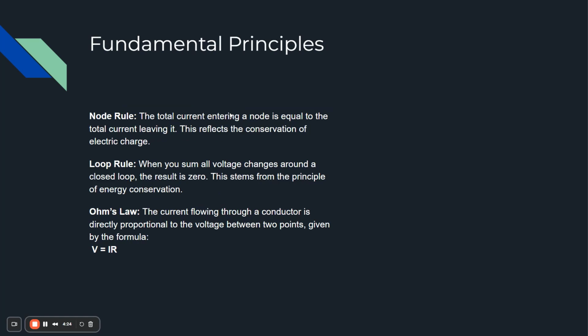We used a few fundamental principles and concepts that we will be using throughout this lab. The node rule, which essentially says that the total current entering the junction equals the total current leaving it. The loop rule, which states that the total voltage around any closed loop is zero. And then Ohm's law, relating voltage, current, and resistance.